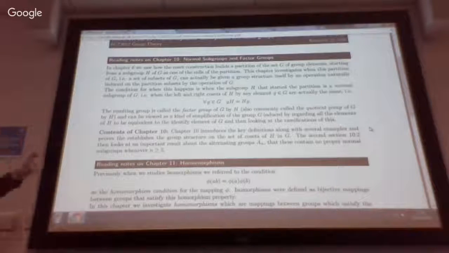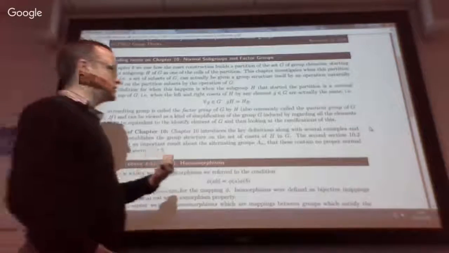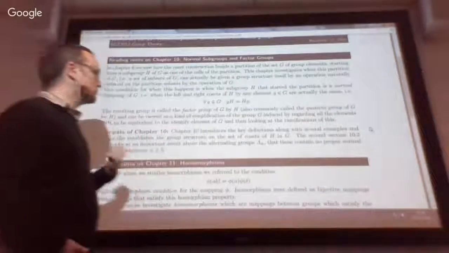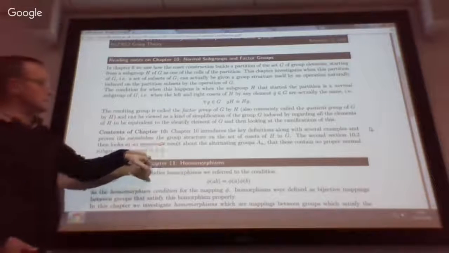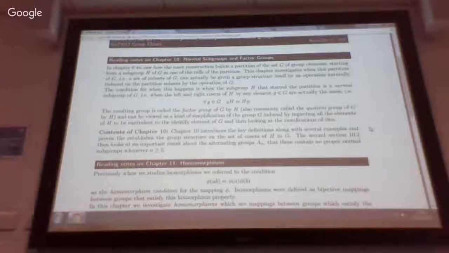And indeed, simple is the technical term that's used. A simple group is one which has no proper normal subgroups in it. And the alternating groups, A_n, whenever n is greater than or equal to 5, remember the alternating group is the set of all even permutations of n objects, and these are important examples of simple groups.